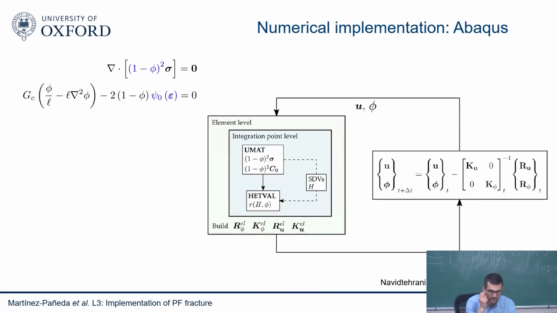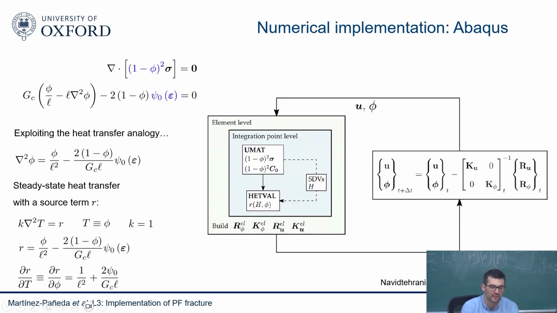So the idea is that at the end of the day, this is the system that you want to solve. You want to solve for the displacement and the phase field. Normally this involves defining a displacement stiffness matrix, a phase field stiffness matrix, and some residuals. The way you normally do this is at the element level. But if we can do it at the integration point level, then we can use all the inbuilt features of Abaqus. We don't have to write very long codes. And the way to do that is by exploiting the heat transfer analogy.